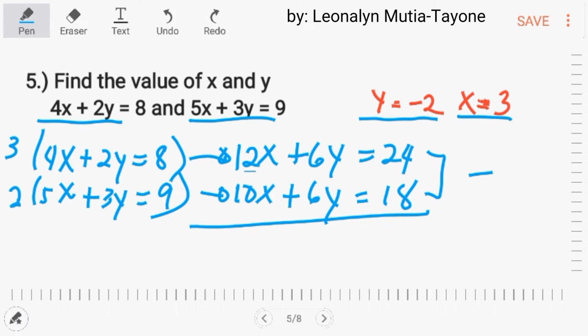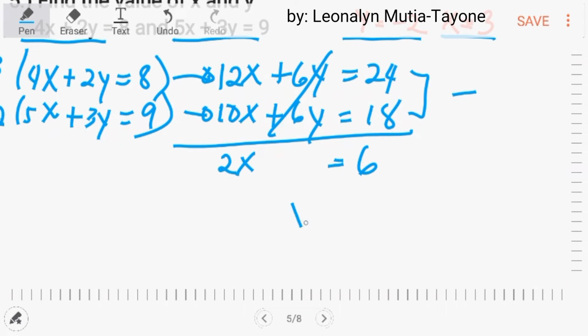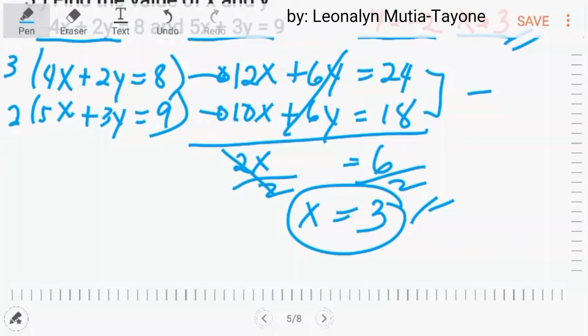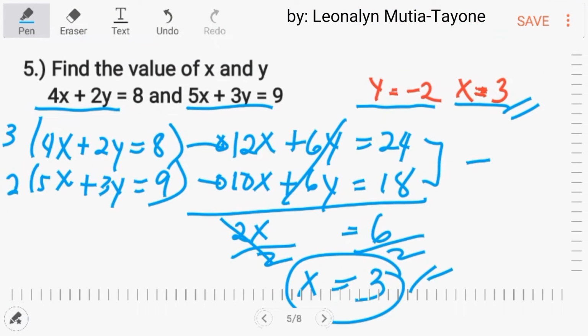I-deduct natin. This is 12x minus 10x, 2x. And this one canceled out na yan, 0. 24 minus 18, and that is 6. So, mag-divide na tayo ng both sides para ma-isolate si x dito. That means x is equal to 6 divided by 2, 3. So, pareho na.